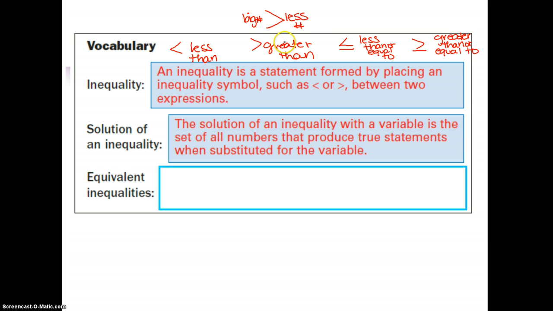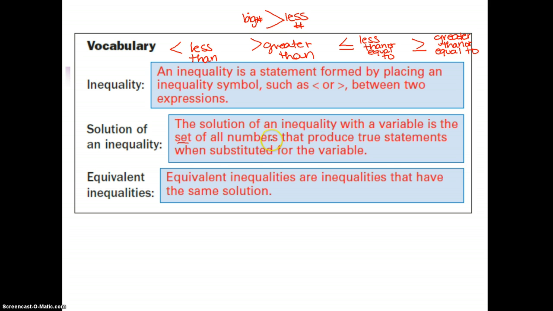The solution of an inequality is the set of all numbers that produce true statements when substituted for the variable. Equivalent inequalities have the same solution.